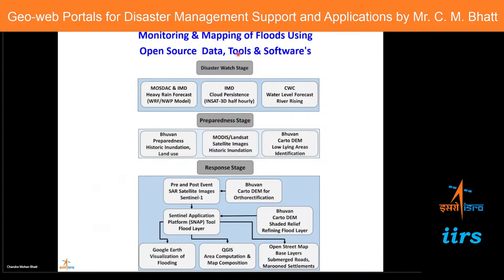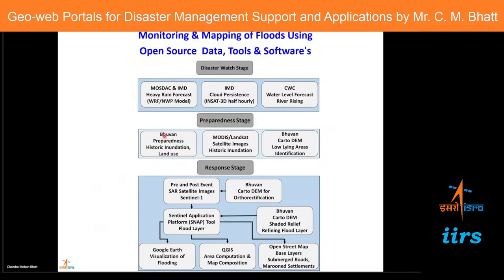If you have these kinds of open portals like MOSDAC, you have from the Indian Meteorological Department heavy rain forecast, which they provide from the WRF or NWP model. From IMD, you can have cloud persistence using INSAT-3D half-hourly images. From the Central Water Commission, we can have water level forecasting. This can help you with flood preparedness. Similarly, we can have a preparedness stage for cyclones also.